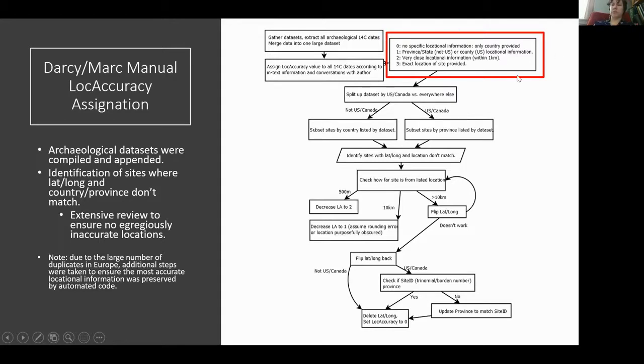I want to draw your attention to this box in the upper right. For every data set we gathered, we spoke to some of you and the other data set producers to establish a location accuracy method for each data set, and then we went through each date within all of the data sets to verify that these locations were accurate. This is a 0 to 3 scale, with 0 being no specific locational information, 1 being generally accurate to province or state or country, 2 being very close locational information, and 3 being exact.